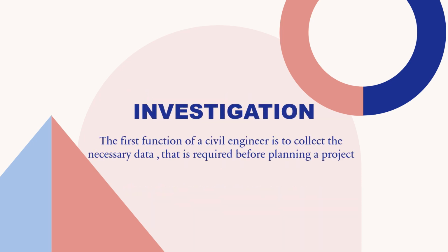So first of all is the investigation. The first function of a civil engineer is to collect the necessary data that is required before planning a project. For example, going to the construction site and knowing what resources are going to be used and how the other factors are going to play a role.